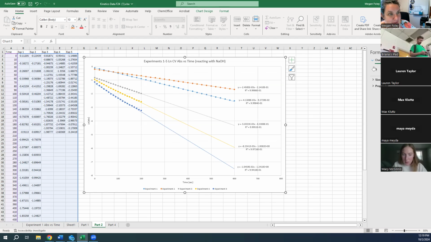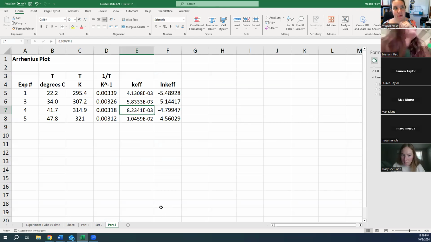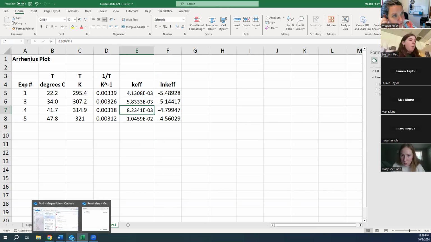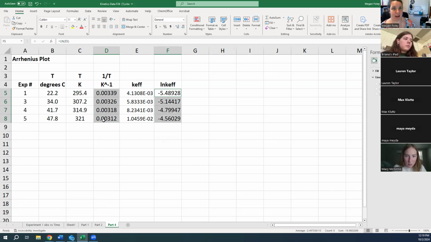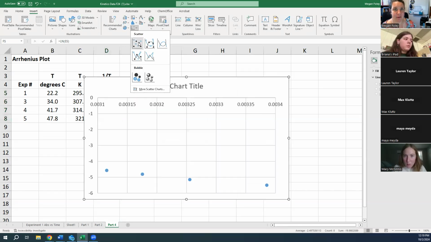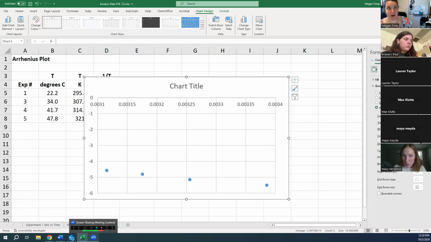Is everybody good? We're about to make the graph for this last part, so I want to make sure everybody has the numbers they need. Okay. To make our graph, we are going to highlight our 1/t, and then press Control or Command, depending on whether you are on a PC or a Mac, and then highlight the natural log column as well. Make sure you're just getting the numbers, not any of the other stuff. After you have both columns highlighted, go to Insert and Scatter Plot. It's going to look something like this, which is not great. We have lots of things we need to do to this graph before it looks good.